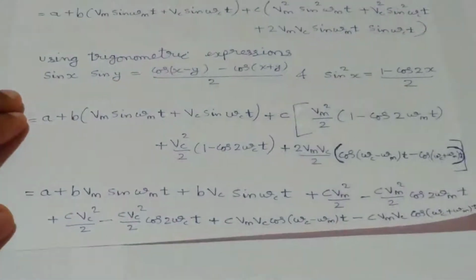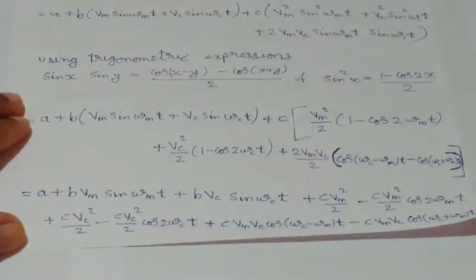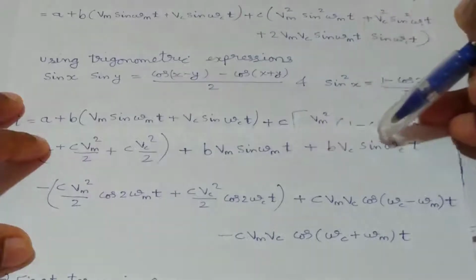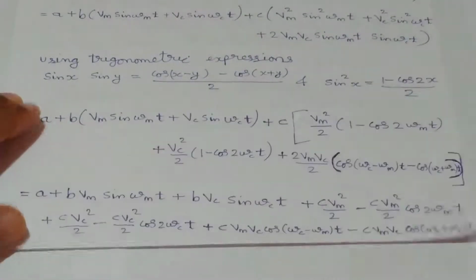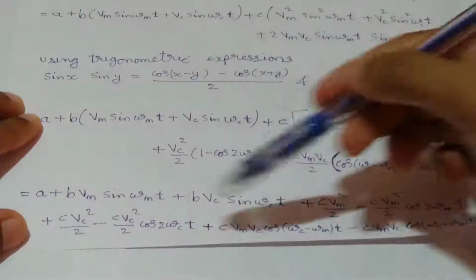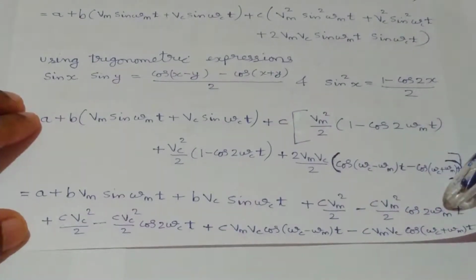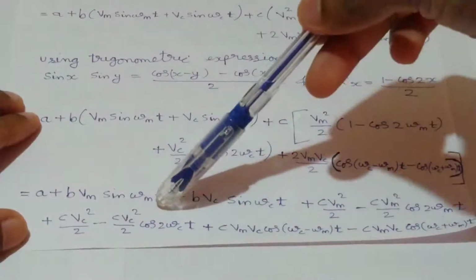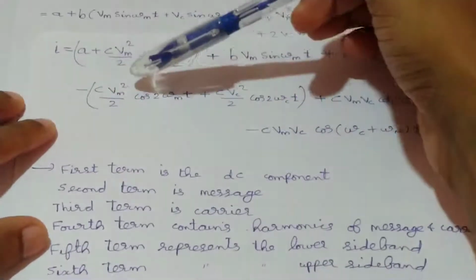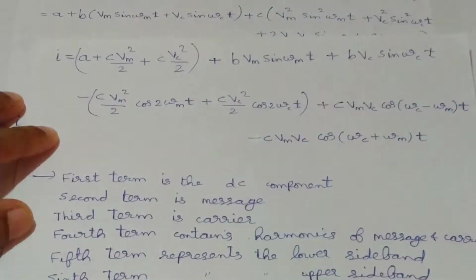Then here we have B Vm sin omega mt and B Vc sin omega ct, so I am going to write those terms next: B Vm sin omega mt plus B Vc sin omega ct. Then I am going to group these two terms together. By grouping them I will get minus of C Vm square by 2 cos 2 omega mt plus C Vc square by 2 cos 2 omega ct. So that is our next term.